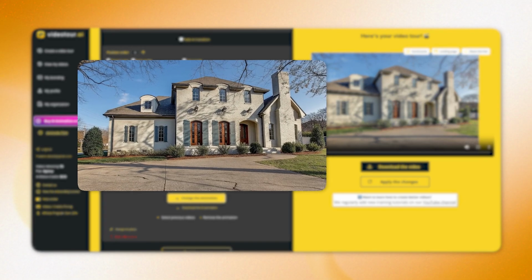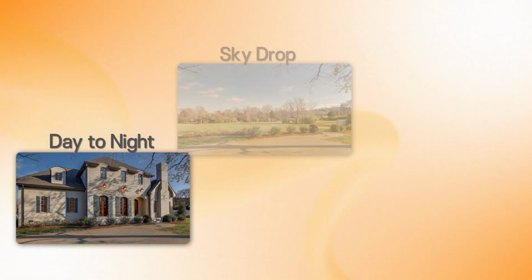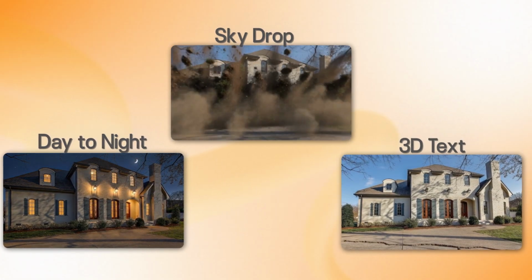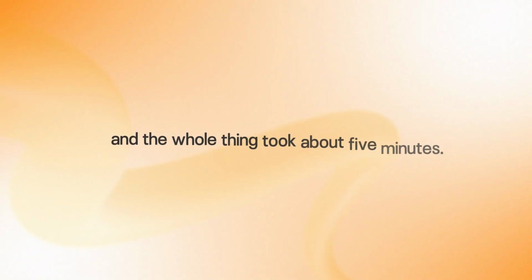So there you have it, 3 completely different looks, all from the same single photo. Day to Night on the left, Sky Drop in the middle, and the 3D text version on the right. 1 exterior shot, 3 cinematic clips, and the whole thing took about 5 minutes.